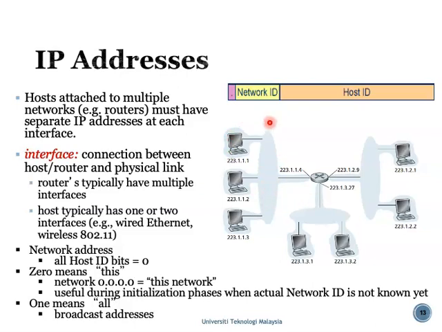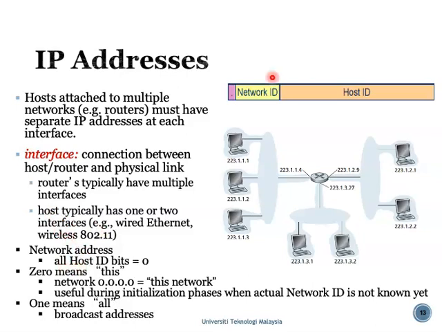An interface here is the connection between host, router and the physical link. Routers typically have multiple interfaces. For example, this router here has 3 interfaces, and a host typically has 1 or 2 interfaces, for example wired Ethernet or also wireless 802.11. This is the interfaces for a typical host that is connected to the internet.